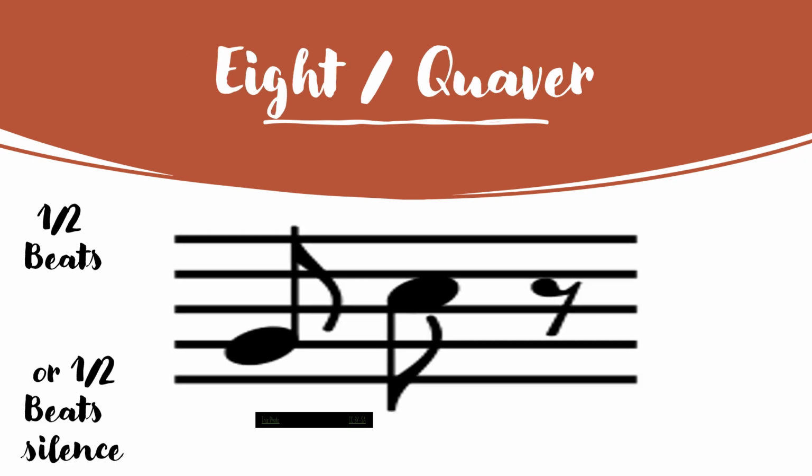The eighth or quaver has a duration of half a beat. It looks like a quarter or crotchet, except for a line that is extended from the stem. This extra line is called a flag. The rest is similar to a number 7.